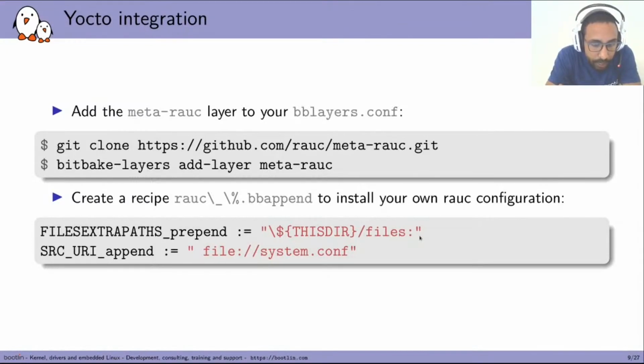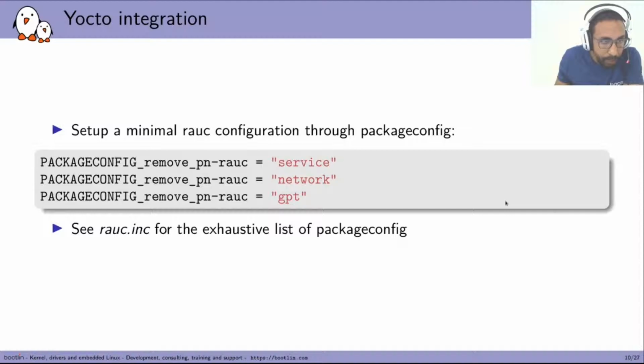When we start with RAUC here, we will typically start by integrating the RAUC layer in our BitBake layer configuration, and then we will extend the RAUC recipes to define our own RAUC configuration. Sometimes you also will be interested in reconfiguring RAUC so that you can, for instance, install only the RAUC tool itself in your image, which can be useful when you have an initramfs based update in an asymmetric scenario. We'll see later how to do that.